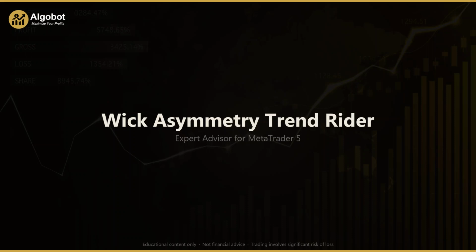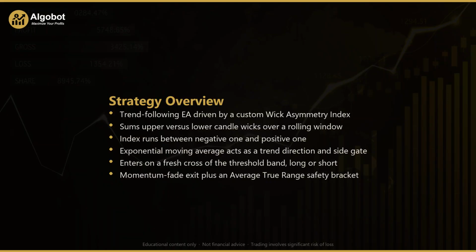Over the next few minutes, you'll learn how it measures the balance between upper and lower wicks, how it uses a moving average to stay on the side of the trend, and how it manages every position from entry to exit. Let's get started. So what exactly does the Wick Asymmetry Trend Rider do?